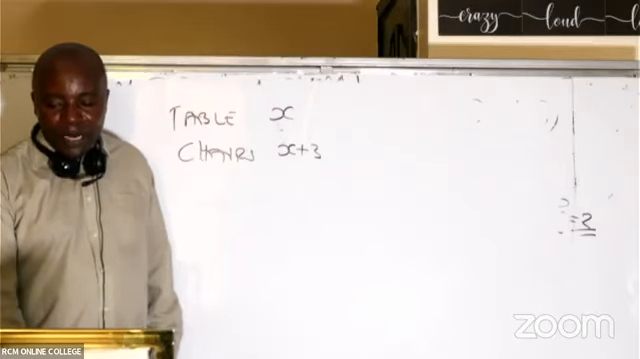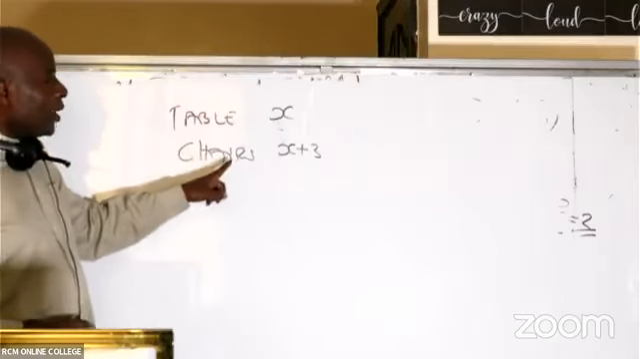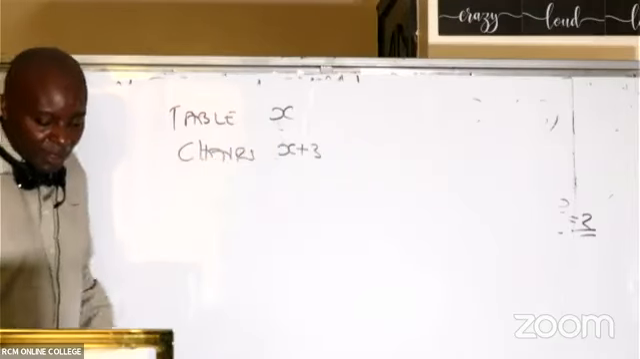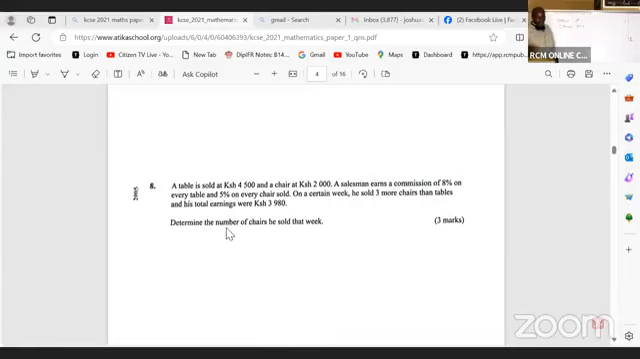So we have here tables will be X, and the chairs will be X plus 3. Let's first of all be in agreement regarding this. They have told us here that he sold 3 more chairs than tables. Not 3 times, but 3 more. So it should be X plus 3. And then they have given me the prices.